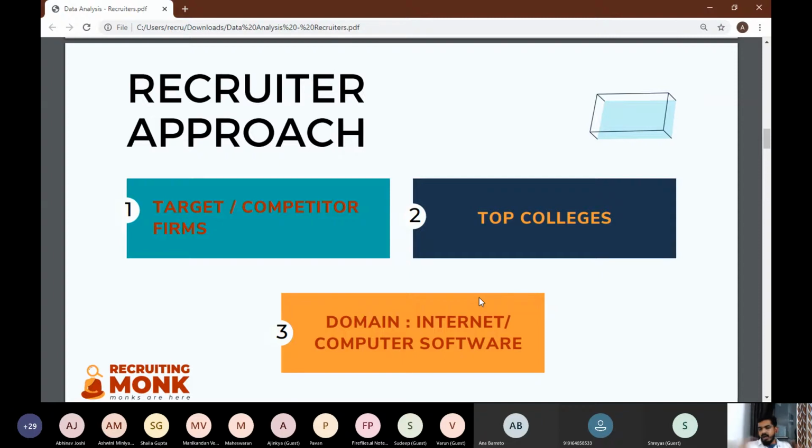So according to me, I don't think there's any other approach recruiters would generally take outside these 2-3 approaches, right? But there's a challenge in this approach, okay? So what is the challenge in this approach? To start with, these approaches look fine, okay? I can hunt from competitors, I can go for top colleges, yes, to start with, it's fine. But there are some challenges.